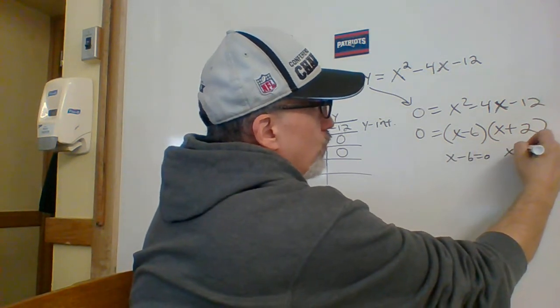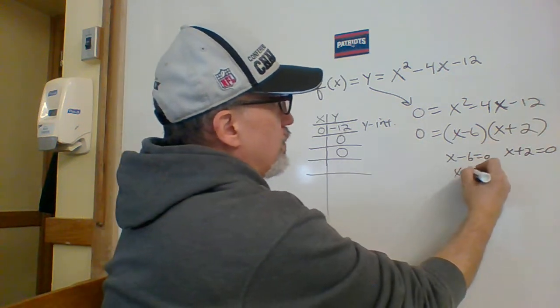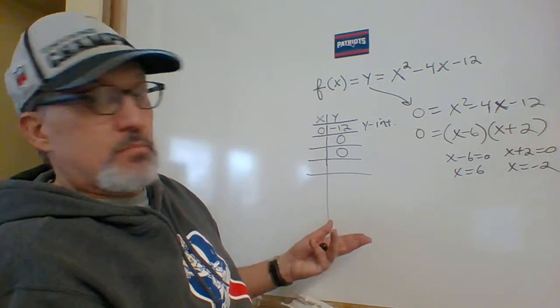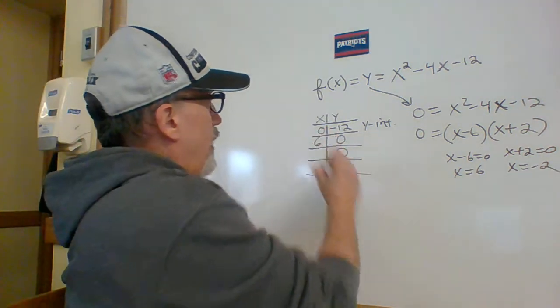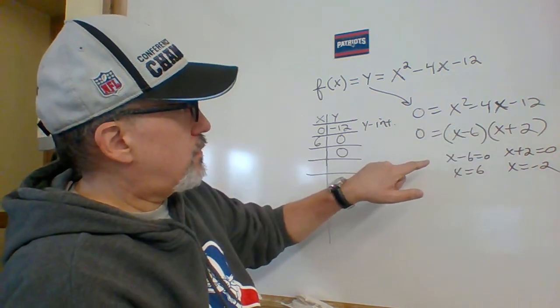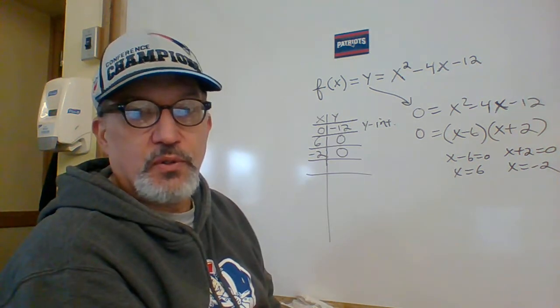Technically, you could say that what we're doing is we're setting each factor equal to 0 and solving. This can be done mentally, of course. But there it is. So when x is 6, the function is equal to 0. And when x is -2, the function is also equal to 0.